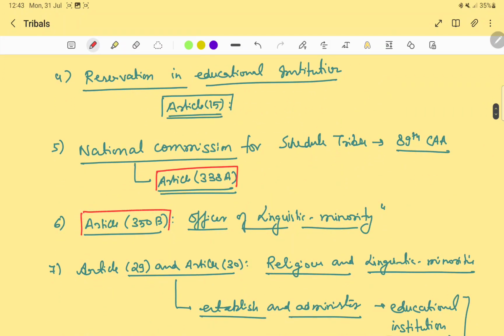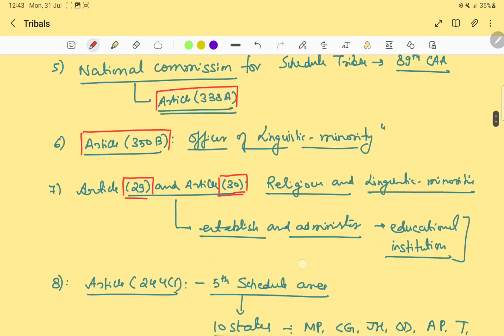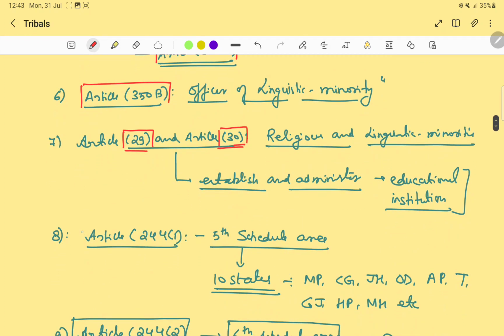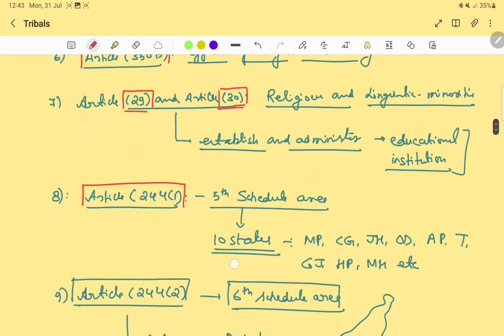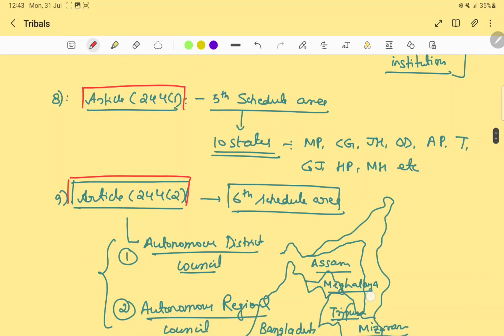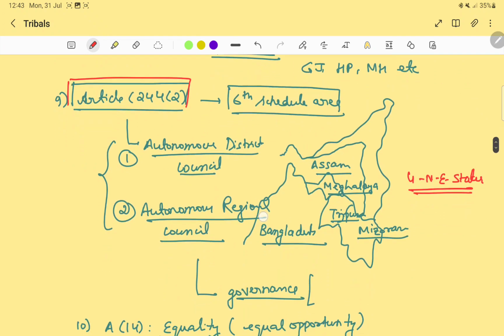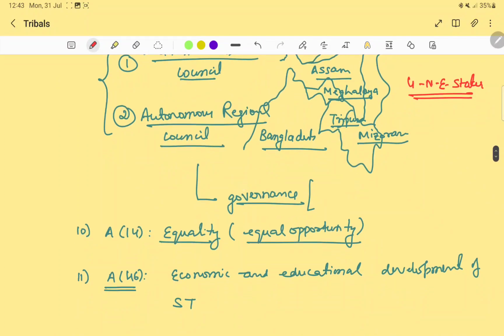Then Article 350B talks about the officer for linguistic minorities. Article 29 and Article 30 safeguard the rights of linguistic and religious minorities, and tribals are religious and linguistic minorities. Then Article 244 clause 1 talks about the Fifth Schedule of the Indian Constitution. There are 10 states which have Fifth Schedule areas. Then Article 244 subclause 2 talks about the Sixth Schedule areas. These are four northeastern states. They have autonomous district councils and autonomous regional councils.